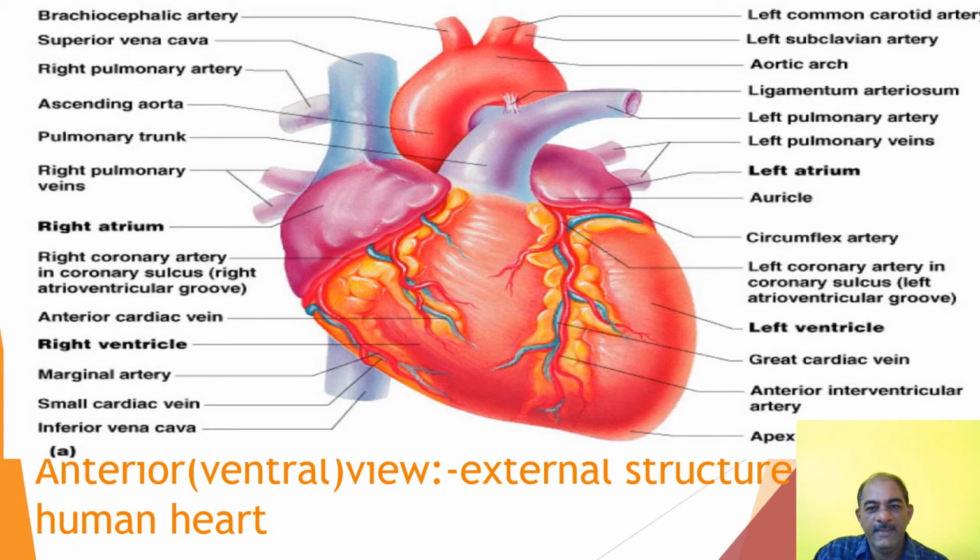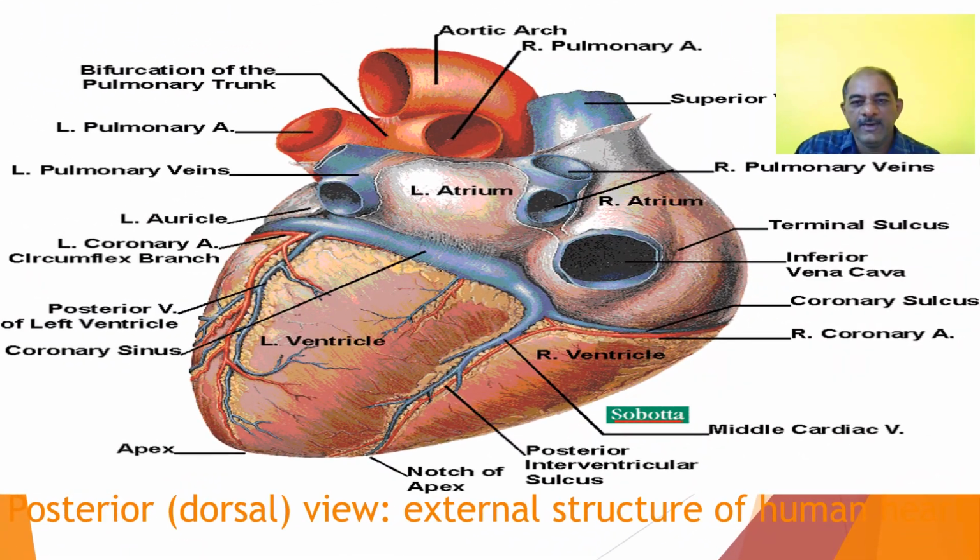Then next one, dorsal view of heart. The structure of dorsal view of heart occurs in this fashion. Here auricles are also seen. Right auricle, left ventricle, right ventricle. Auricle is a blood receiving chamber. Ventricle is a blood distributing chamber.